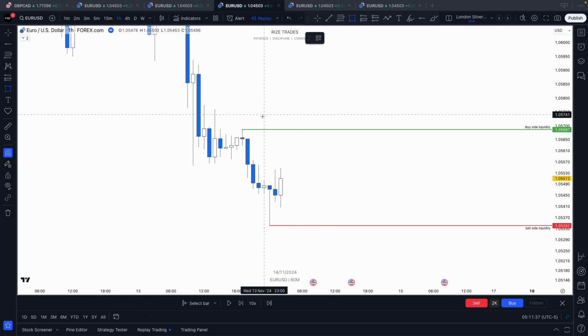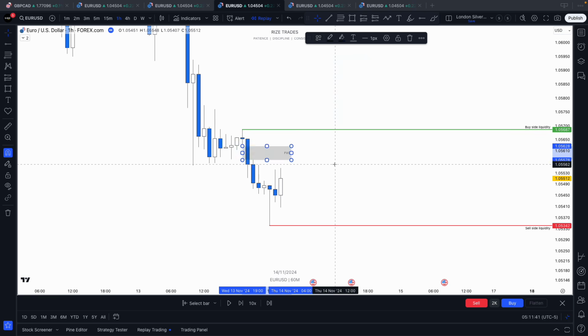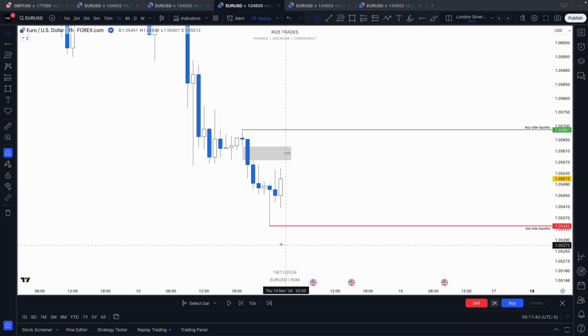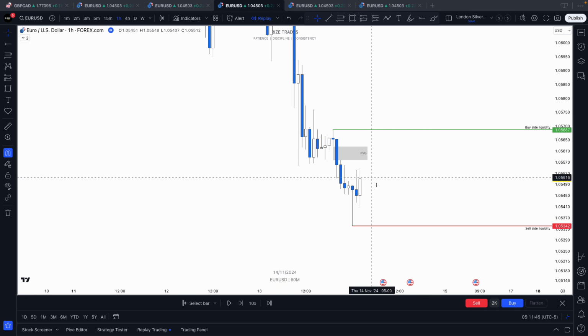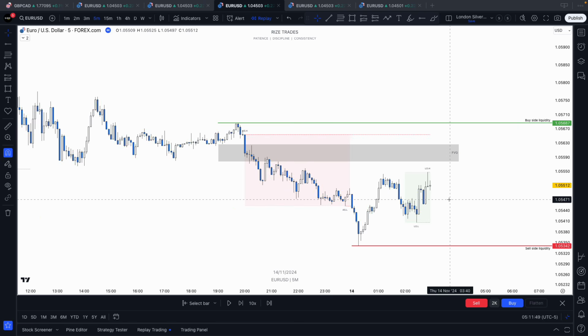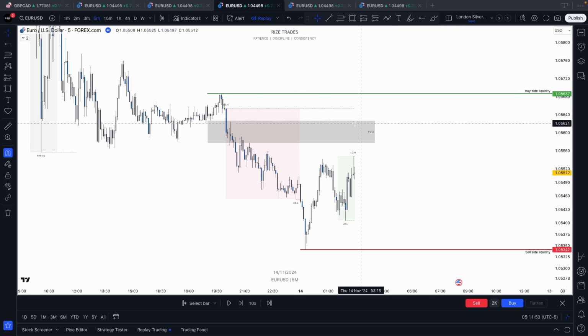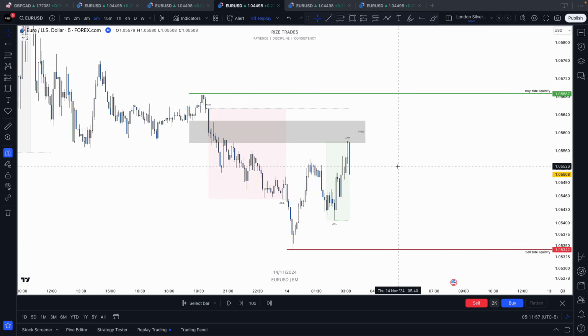And then where's our fair value gap? Our hourly fair value gap is in here. So this is where we want price to trade into to look for trades into this sell side liquidity, because the hourly is bearish. There's no reason trying to fade this. So we drop down to our lower time frames during London session and we wait for price to trade into that fair value gap to then catch continuations, hourly internal to external.